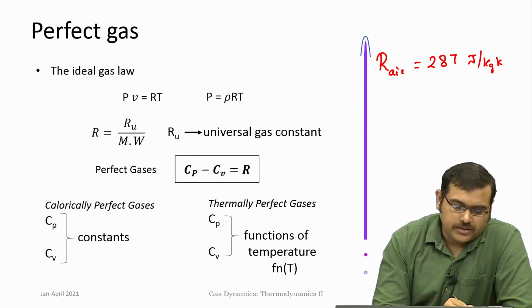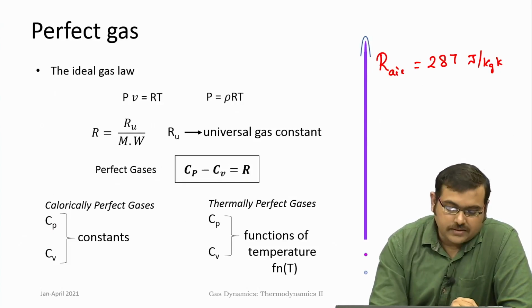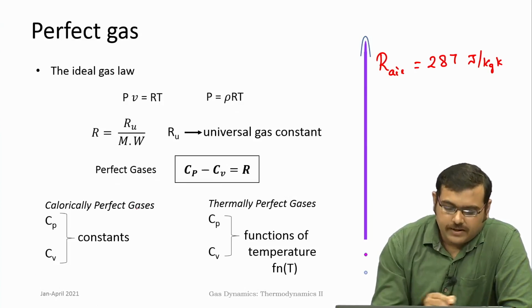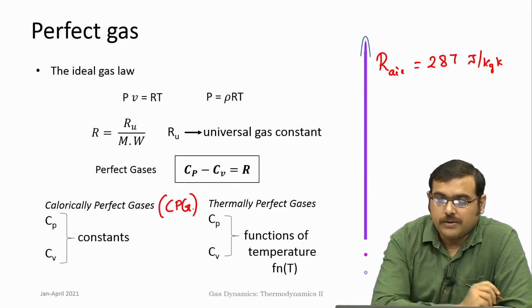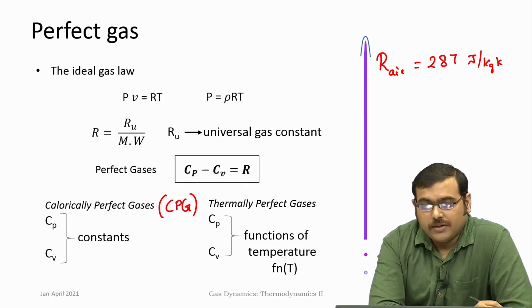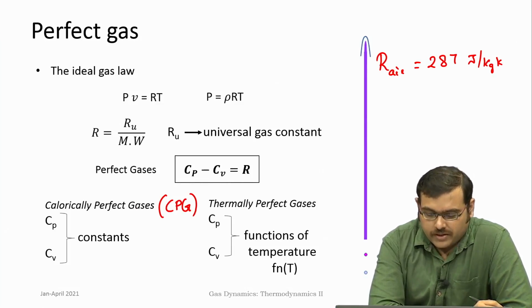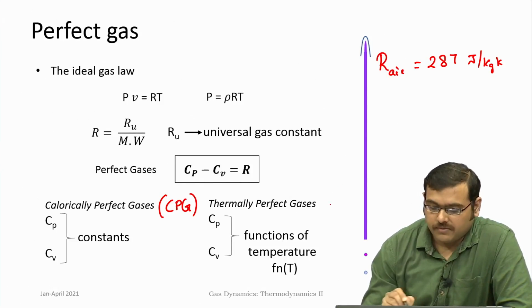Specifically, when Cp and Cv can be taken as constants, that is then called a calorically perfect gas, sometimes abbreviated as CPG. Under this condition Cp and Cv are constants. This is often used while describing the processes in gas dynamics. Okay. The other case is that of a thermally perfect gas.